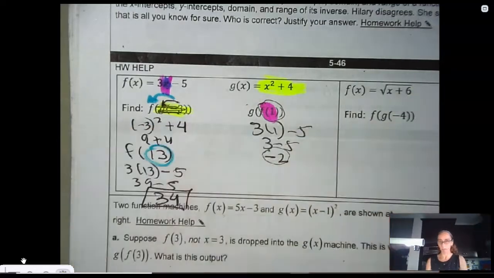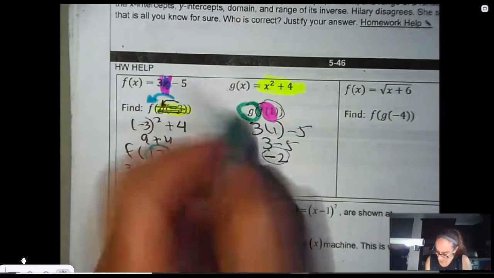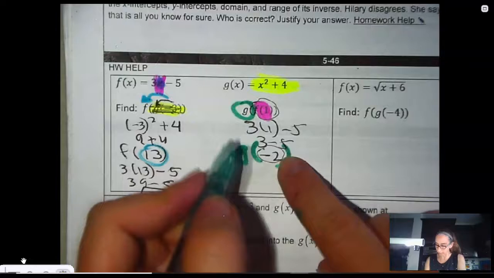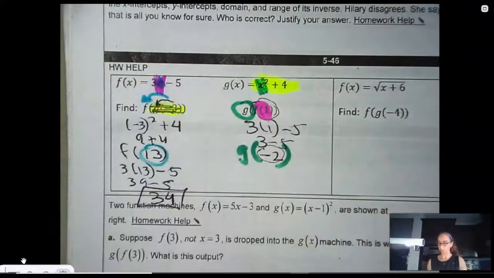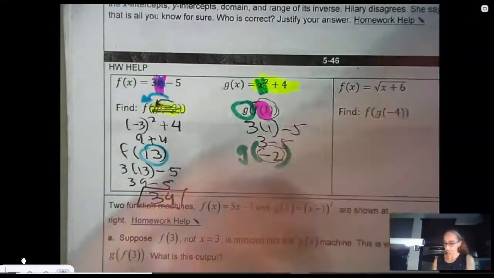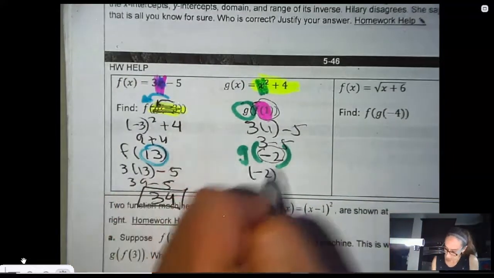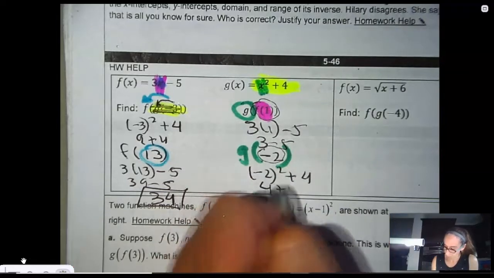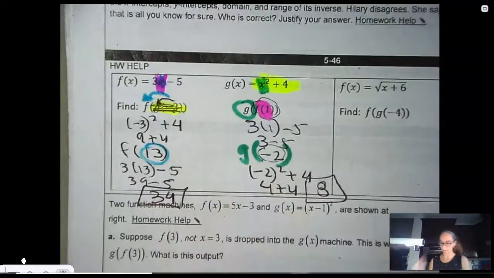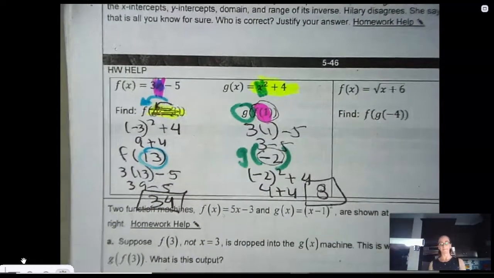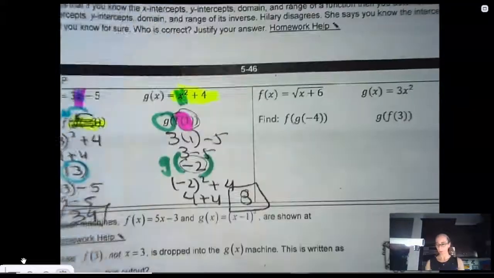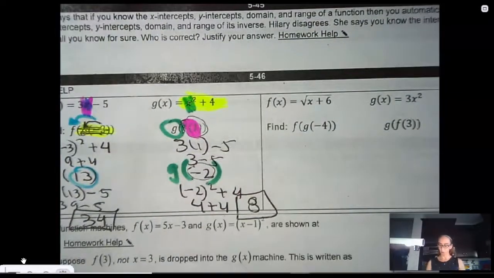Now I'm going to take care of G. So now I'm saying take negative 2, plug it into G. Negative 2 squared plus 4, 4 plus 4, 8. Okay, let's try another one. What am I going to do first?